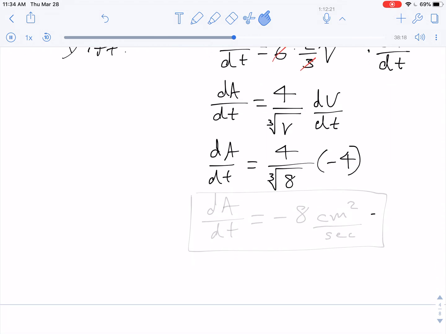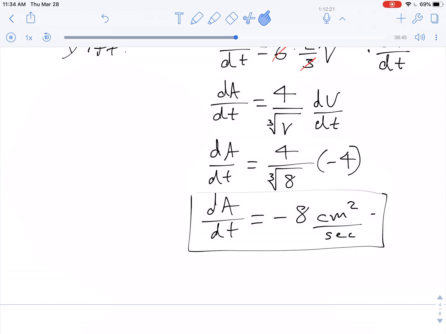All right. So what do we have? Simplifying this, the cube root of 8 is 2. 4 divided by 2 is 2. Negative 4 times 2 is negative 8 again. So negative 8. We are talking about area over time, so we have centimeters squared for the area over time, which is in seconds, as our units.